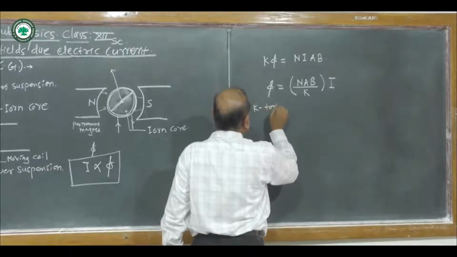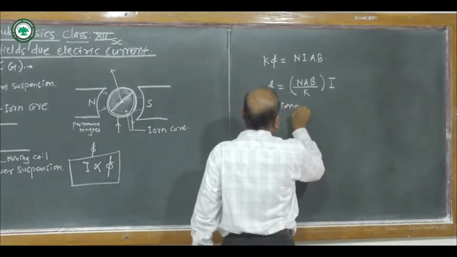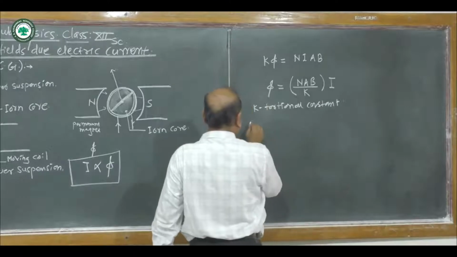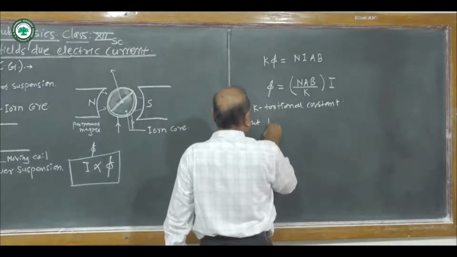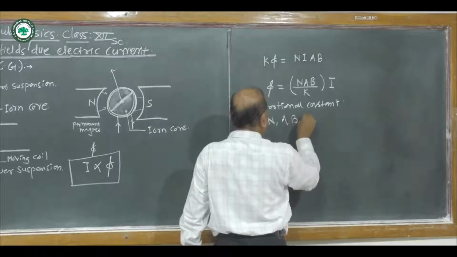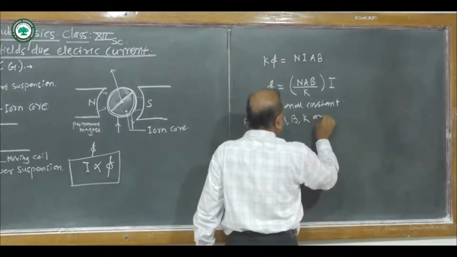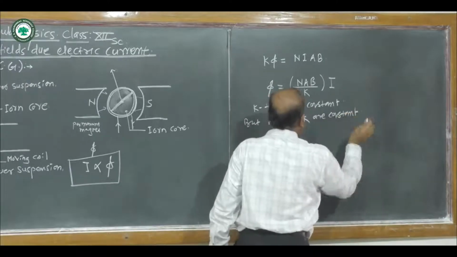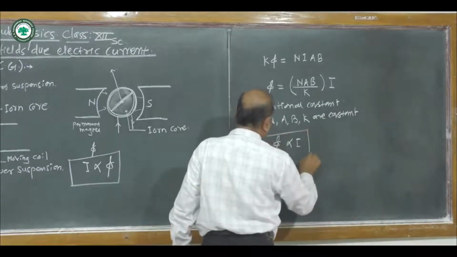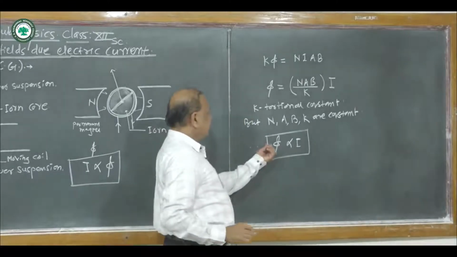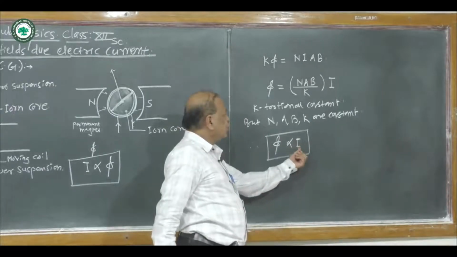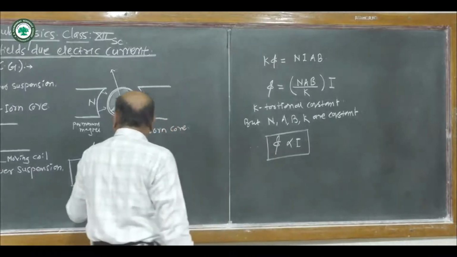Here K is the torsional constant. But the number of turns N, the area of the coil A, the magnetic field B, and this constant K are constant, and therefore phi is directly proportional to I. It means the deflection produced in the rotating coil is directly proportional to the current flowing through it. This is the same as the principle we saw earlier.